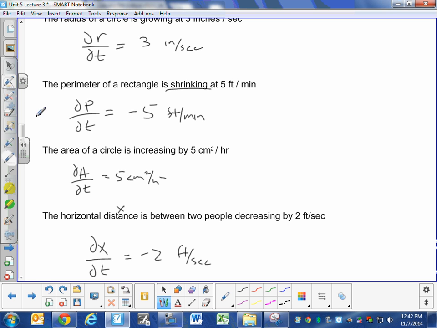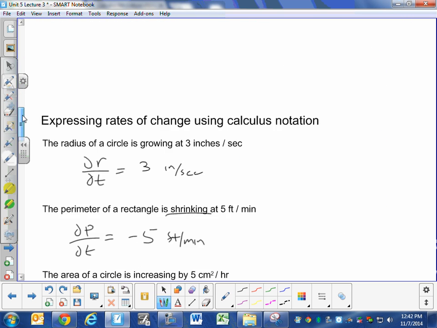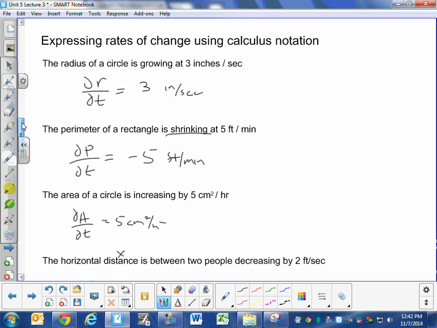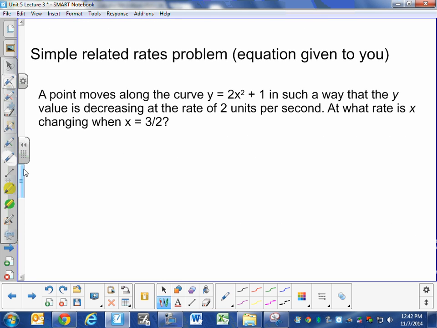So we understand what dx/dt means. We understand how to take derivatives of a formula. We understand how to change information into calculus notation. Let's start with the simplest related rates problem you will see. The simplest you already did for homework. This is just, I guess, the next step.